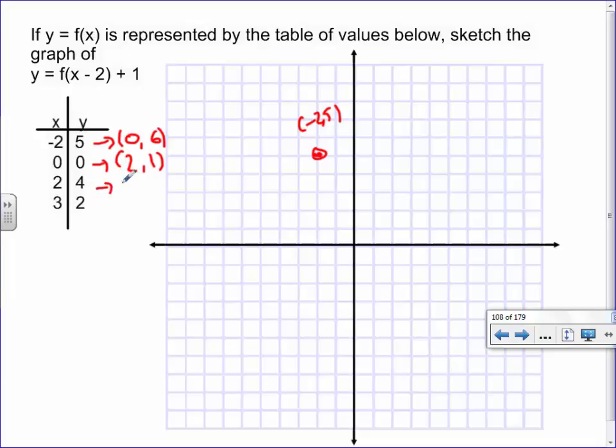2, 4. Where's it going now? Yep. 4 to 5. 3, 2s going to 5, 3. I don't even know what the function is.